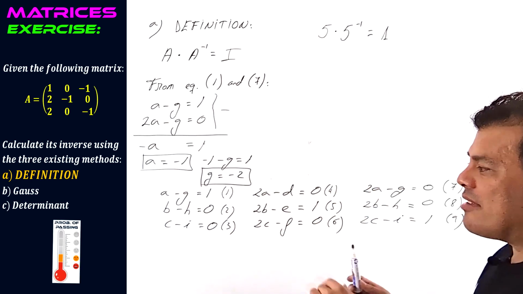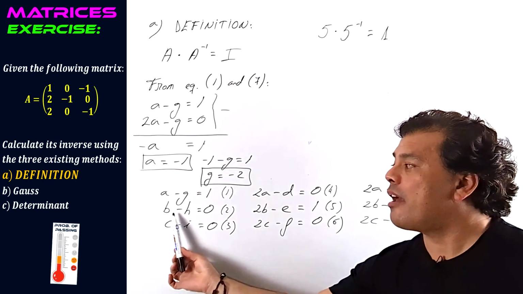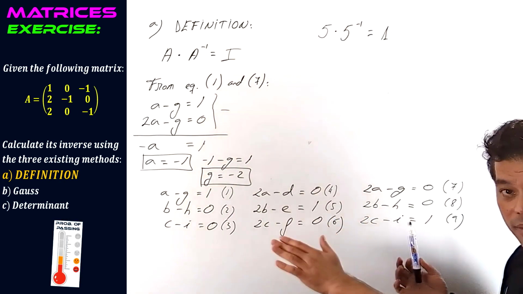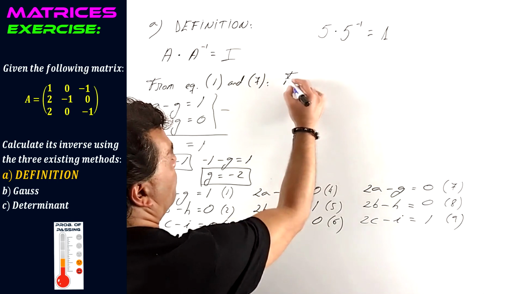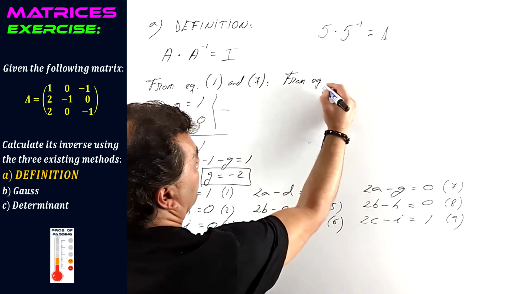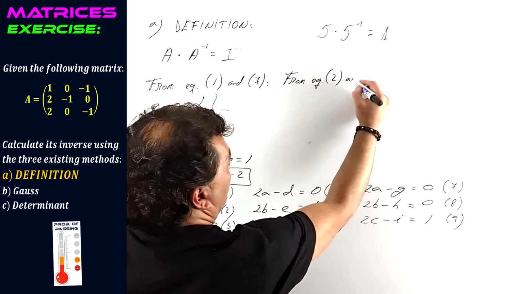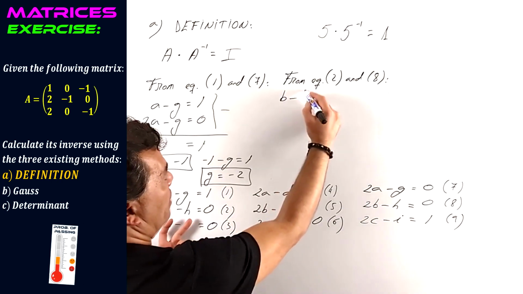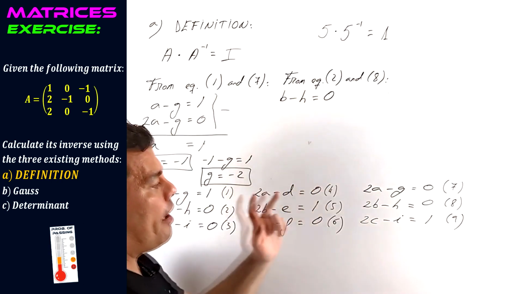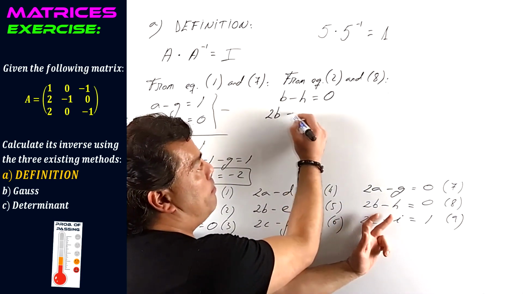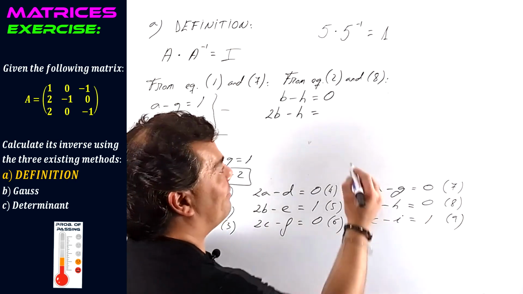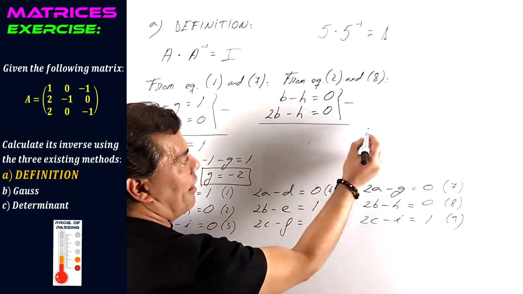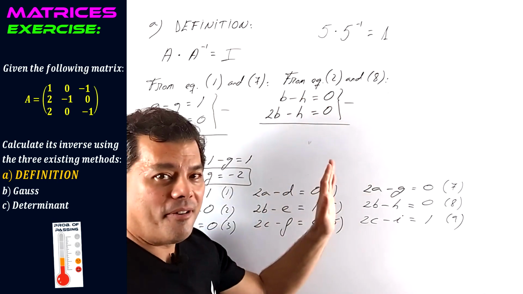In the same way, you can see that equation number 2 contains variables B and H, the same as equation number 8. Let's put them together. From equation number 2 and number 8, B minus H equals 0, and 2B minus H equals 0 again. Let's put them together in order to subtract them, and you can see that variable H will disappear.